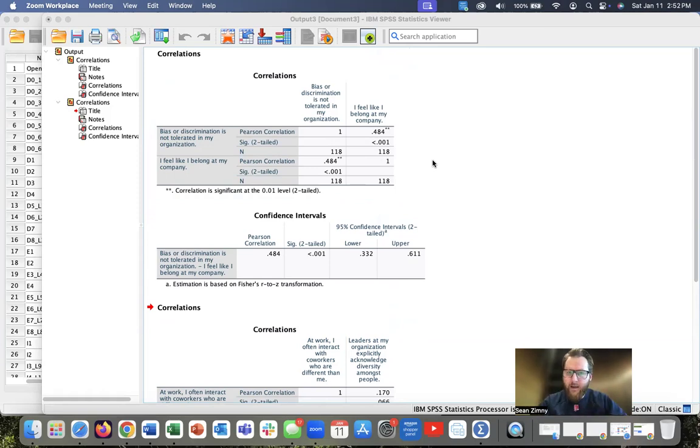Then you'd say, hey, it's actually a moderately strong relationship. The strength is moderate. And then 2, it is a positive correlation relationship. That's how you describe correlations. And what it means is that it's a moderately strong relationship between these two variables: as people say that bias or discrimination is not tolerated in their organization, more people also feel like they belong at their company. That's what this finding is telling us. That's what we're finding through the data, okay?